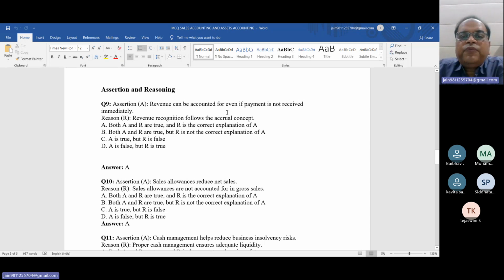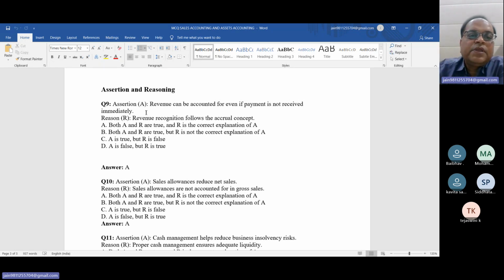Revenue can be accounted for even if payment is not received immediately. Okay, so this is correct. We always record, and most of the time companies record financial data on the basis of the accrual system of accounting. So once the revenue is earned, we have to record it whether payment is received or not received. So A is the correct answer.